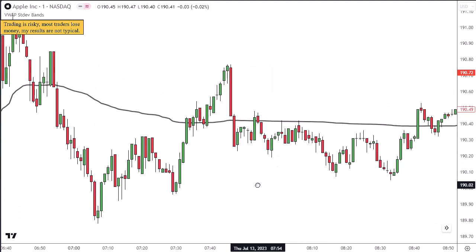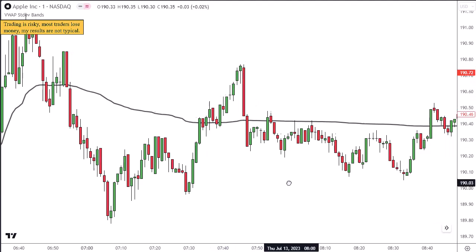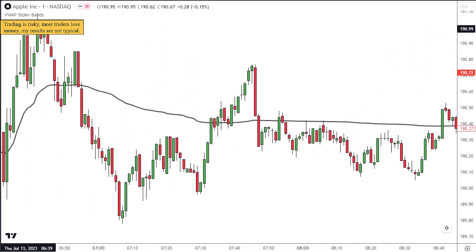So now when you look at it, some people will say, oh, you should buy when it crosses above the VWAP, sell when it crosses below the VWAP. I don't like that strategy. That is not the strategy that I use. So let me show you what I use here.